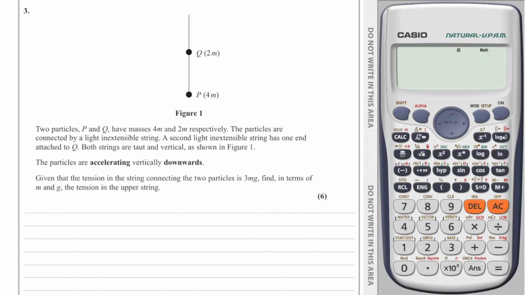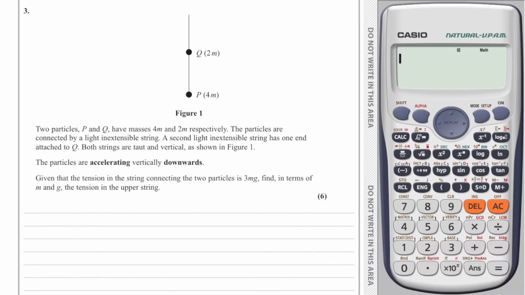Now we are going to solve a question that is based on connected particles. Two particles P and Q have masses 4m and 2m respectively. The particles are connected by a light inextensible string. A second light inextensible string has one end attached to Q. Both strings are tight and vertical as shown in the figure.